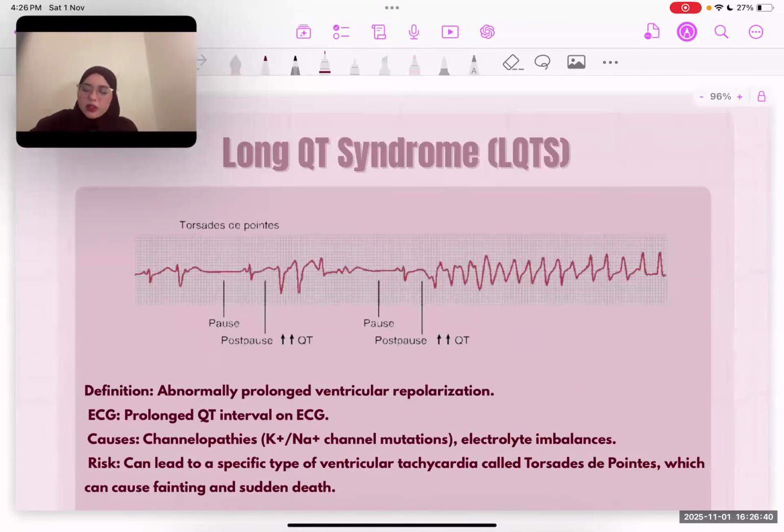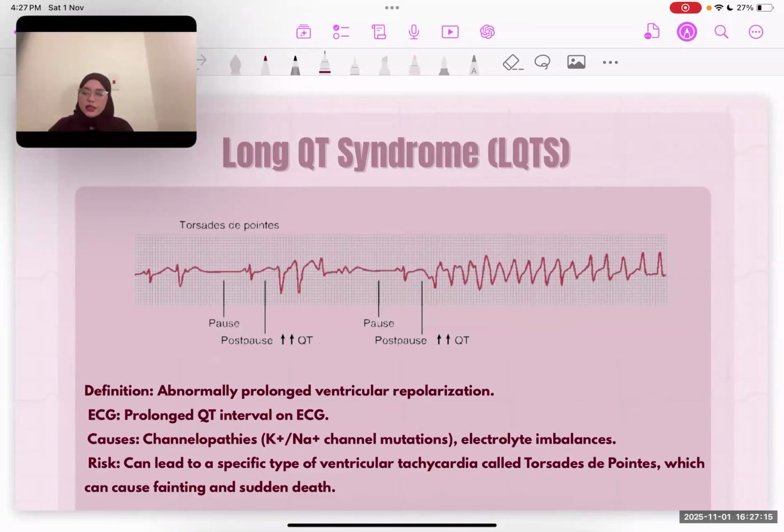Okay, long QT syndrome is when there's abnormally prolonged ventricular repolarization. And how it's going to show on the ECG, you're going to have prolonged QT intervals. So this part is going to be prolonged. It's not supposed to be, from here, this whole part. I don't know how to show you, but it's abnormally prolonged. And the rest is also not normal. Why? Because of channelopathy. So your sodium and potassium channel mutations, and there's going to be imbalances.